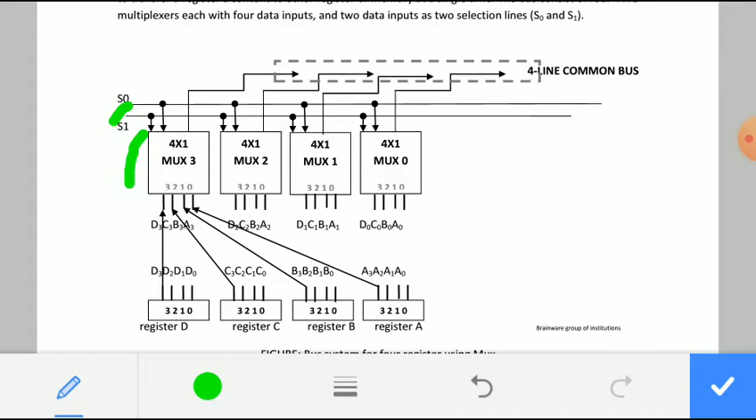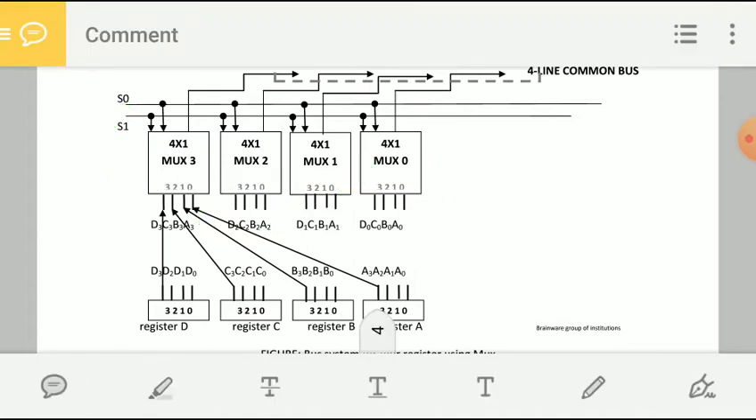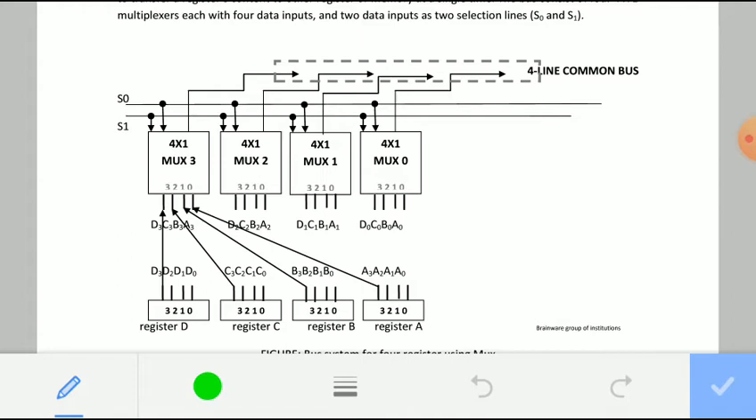When S0 and S1 are both 0 0, in MUX 0, the 0 pin will be selected. For MUX 1, the 0 pin will be selected, for MUX 2, the 0 pin will be selected, and for MUX 3, the 0 pin will be selected. So the 0 pin is connected to A0 in that position, B0 in that position, C0 in that position, D0 in that position.